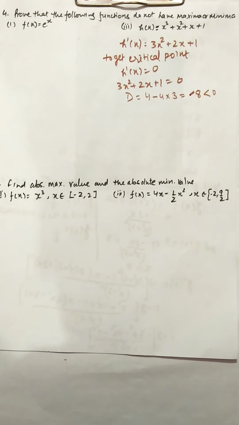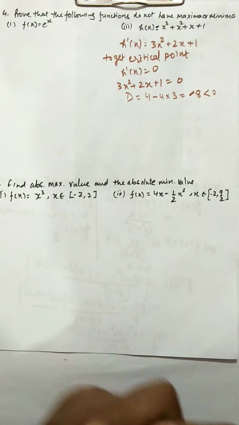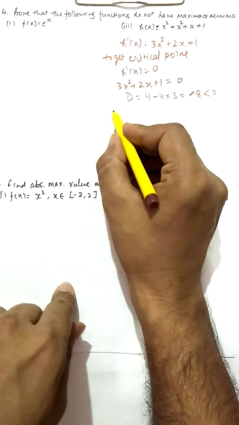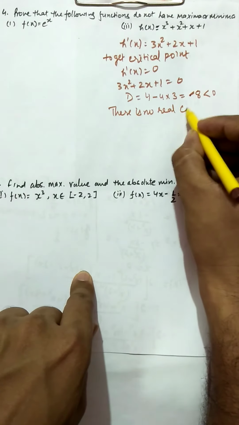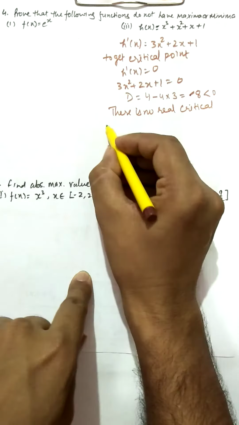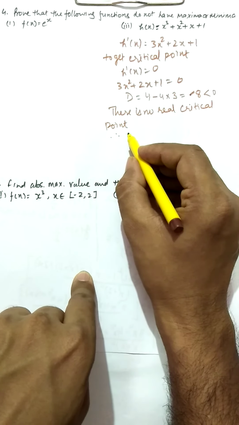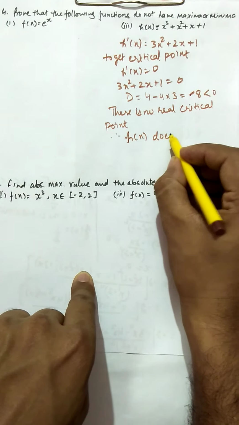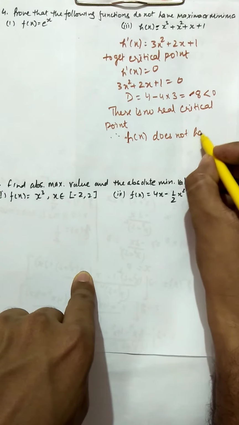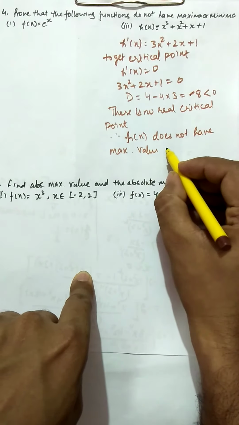If there is no critical point, it means there is no candidate who will qualify for the maximum value or the minimum value. So there is no real critical point. As a result, therefore you can say this h(x) does not have a maximum value or minimum value.